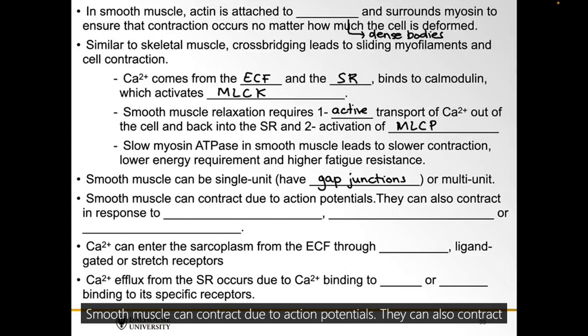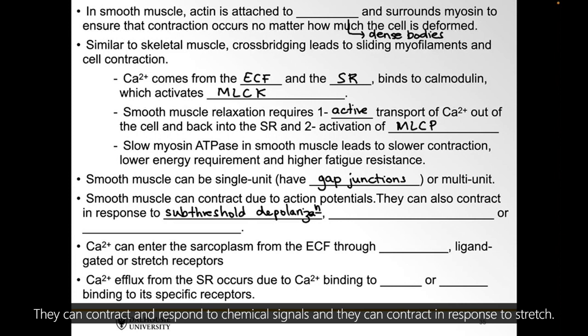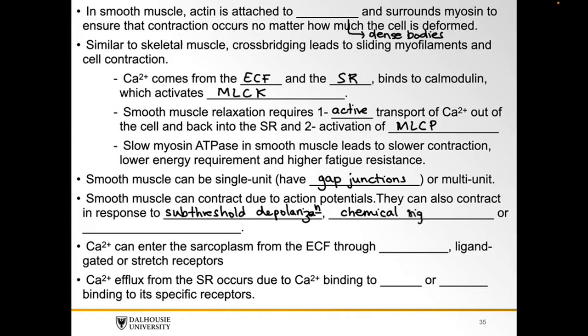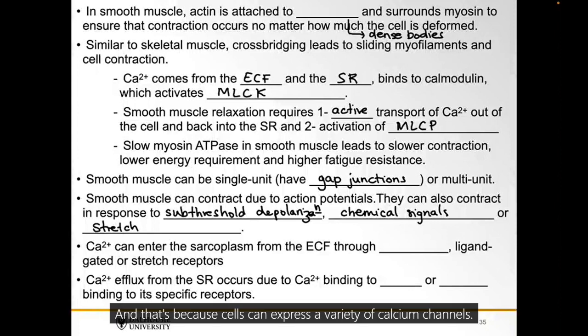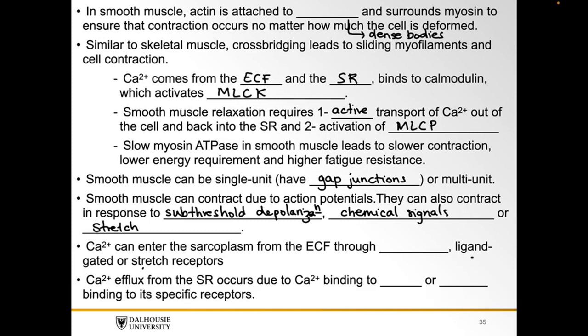Smooth muscle can contract due to action potentials. They can also contract in response to subthreshold depolarization. They can contract in response to chemical signals, and they can contract in response to stretch. And that's because cells can express a variety of calcium channels. Calcium can enter the sarcoplasm from the extracellular fluid through ligand-gated, stretch receptors, or voltage-gated channels.